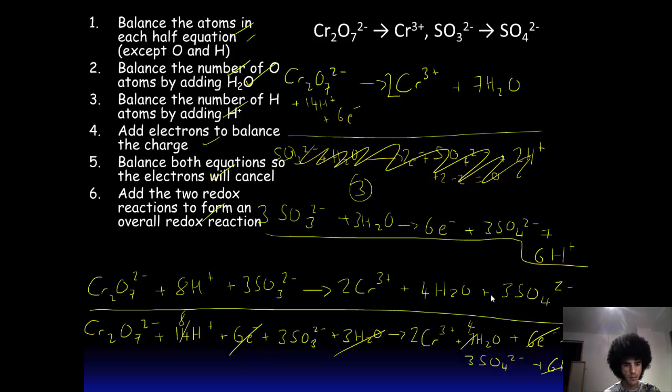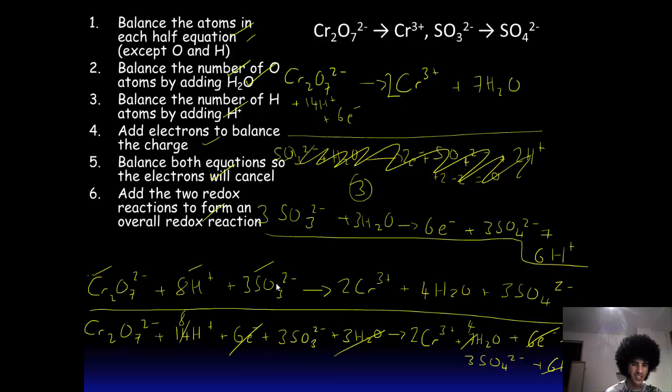Now, because this is quite a long, hard one, let's just double check our numbers to make sure we haven't made a mistake. I've got 2 chromiums here, 2 chromiums here. Lovely. I've got 8 hydrogens here, 4 lots of 2, 8 hydrogens there. Lovely. I've got 3 sulfurs and 3 sulfurs. Lovely.